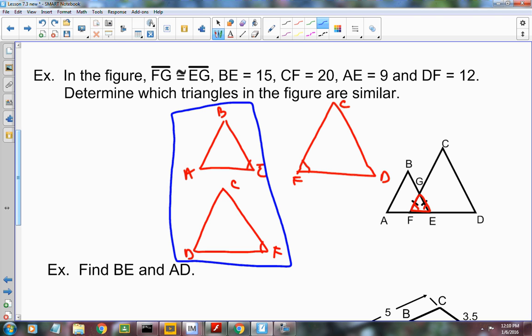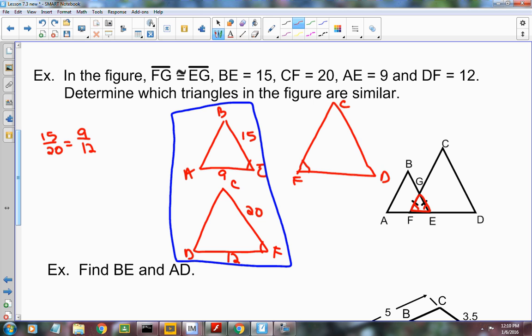I'm looking at this right here, okay? It tells me that BE is 15. It tells me that CF is 20. And it tells me that AE is 9. And DF is 12. All right. So what am I looking at to determine if these are similar? What am I going for here? SAS, right? And I heard somebody say, okay, 15 is to 20 as 9 is to 12.